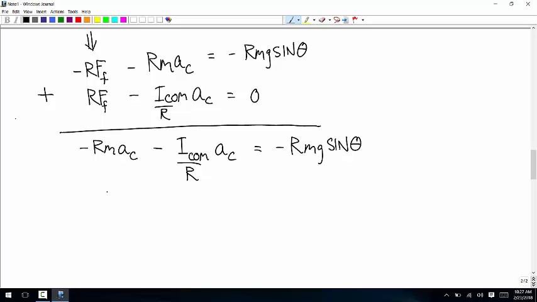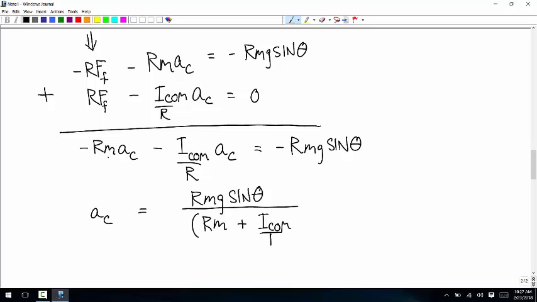And so I'll write this as AC is equal to RMG sine theta divided by the quantity RM plus ICOM over R. Okay, so this gives us an expression for the acceleration of the center of mass that depends on the mass moment of inertia, the radius, and the mass, and the angle.